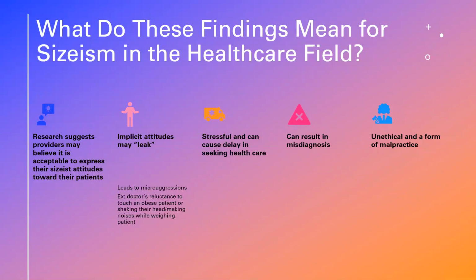Basically, this shows that healthcare providers believe that it's acceptable to express their attitudes towards their patients, right? So if you're going into a doctor's office for some kind of breathing problem, that doctor is more likely going to say, man, if you could lose a few pounds, you might breathe better. And then you're also mentioning some other things. The doctor continuously references your weight problem, or your weight being a problem.